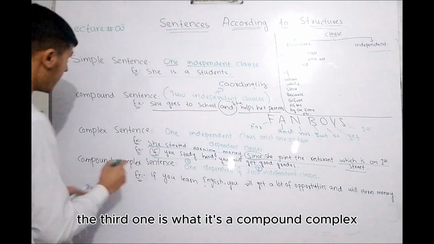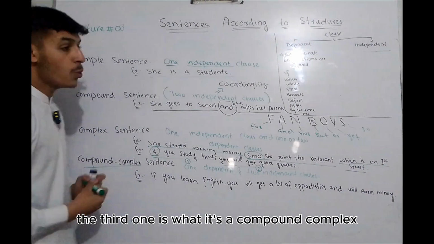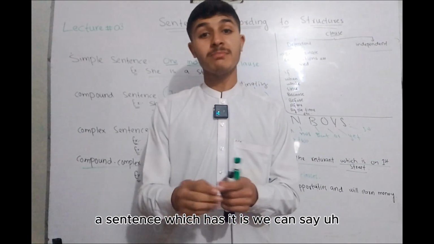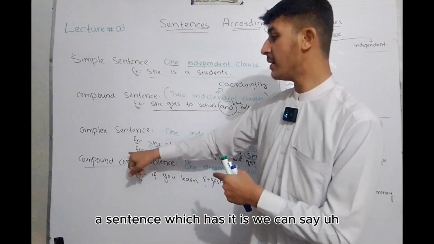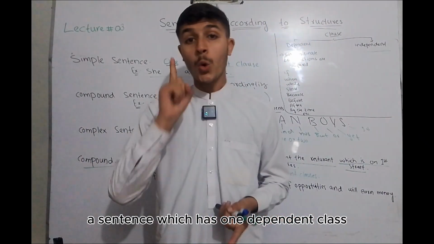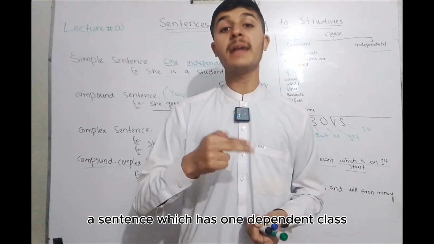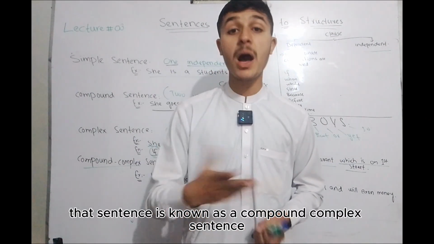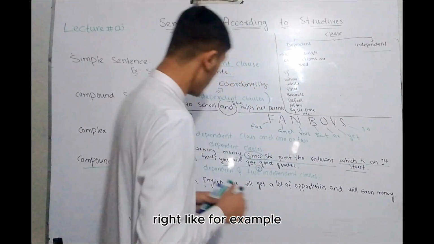The third one is what? It's a compound complex sentence. What's a compound complex sentence? It is, you can say, opposite to a complex sentence, right? A sentence which has one dependent clause and two independent clauses. That sentence is known as a compound complex sentence, right?